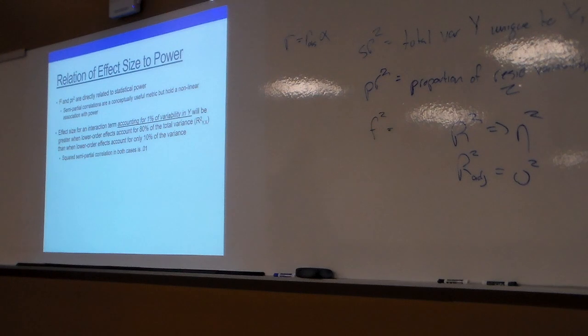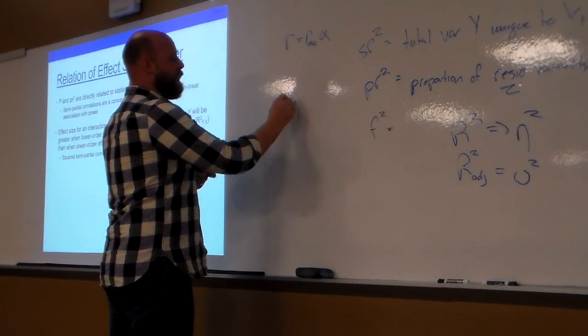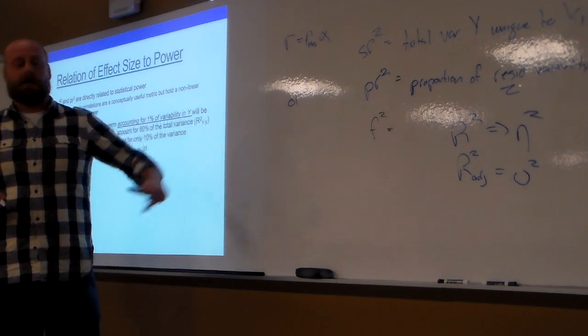Well, what happens to my partial correlation and my F squared depends on how much variability the rest of my variables are accounting for. That starts to have a huge impact, okay? Because remember that my partial correlation is the proportion of residual variability in Y shared with X, okay? And so let's say that area 3 accounts for 1% of the variability in Y, okay?